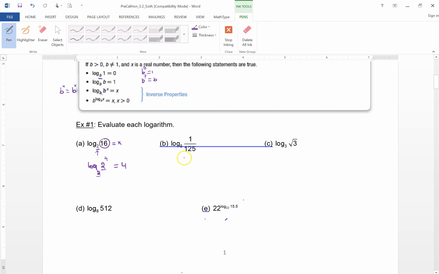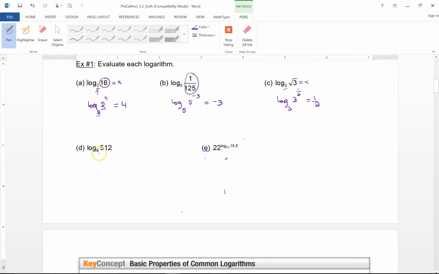Okay? All right, here. Log base 5. Now here, I want to write this as a power of 5. So 5 to the power of what? Negative 3. Therefore, this is negative 3. Here, log base 3, 3 to the power of half, right? So this is a half, okay? So again, if this is equal to x, then you ask the question, 3 to the power of what gives you root 3? And it's a half, okay?